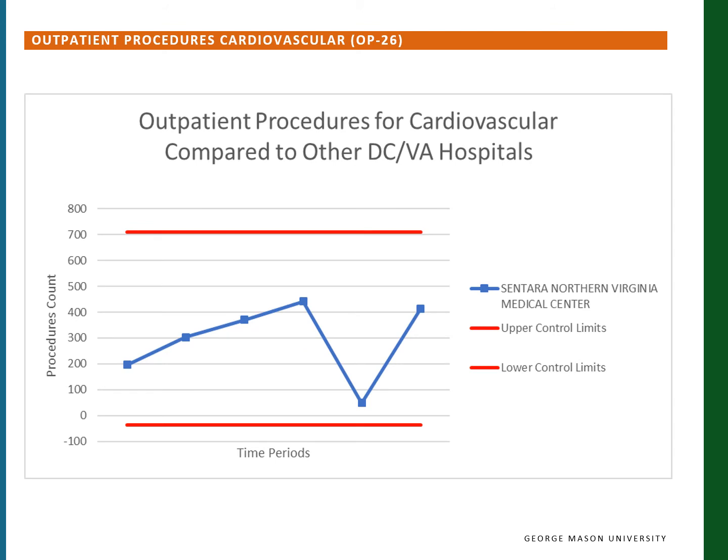The next control chart includes outpatient procedures for cardiovascular. As you can see, Sentara falls within the control limits again. I also didn't include the time periods because of the formatting for the chart, but between 2012 to about 2015, you see an increase, and then a sharp drop between 2015 to 2018, but then an increase again.